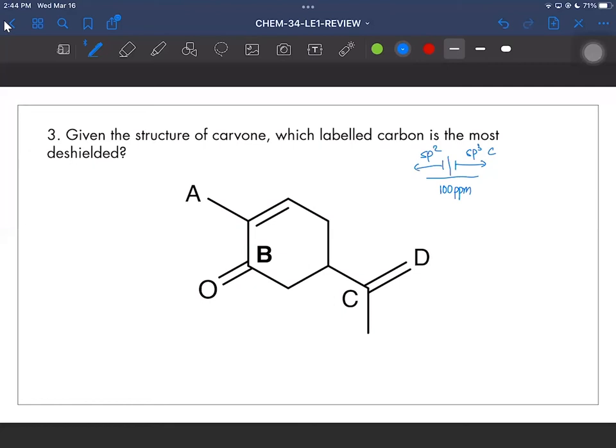So if we look at the labeled carbons ng carbon, this carbon sa letter A is an sp3 carbon. And these B, C, and D are sp2 carbons. So this is the most shielded. So we can eliminate that choice. So it's between B, C, and D.